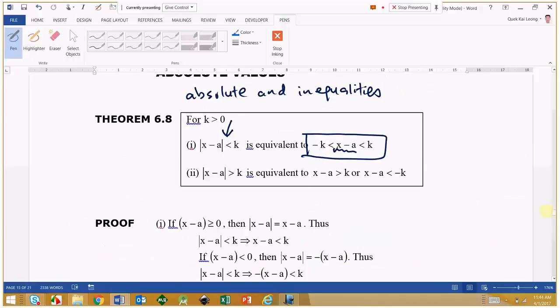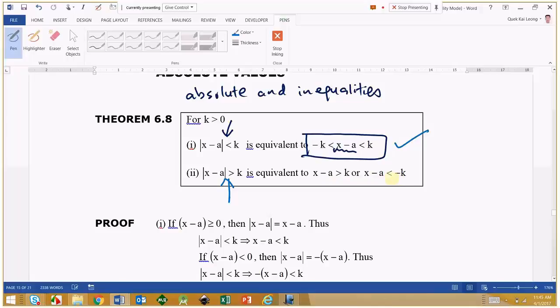Now what we have just done is to prove this expression, for when the absolute is less than k. If your absolute is greater than k, you can see the difference is greater than instead of less than. Then when you remove the absolute sign, your x minus a will be greater than k, or x minus a is less than minus k.